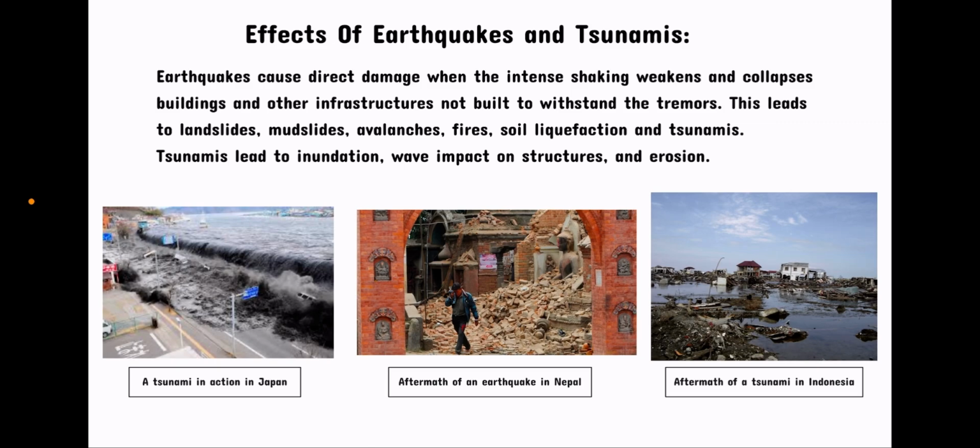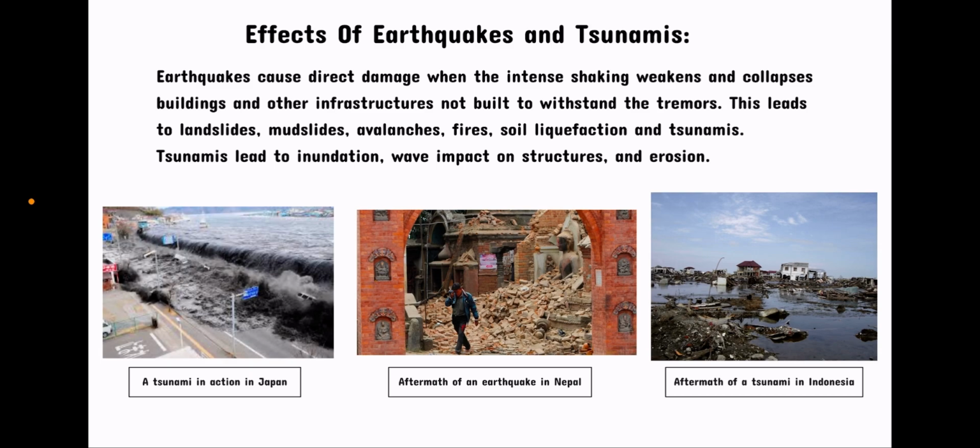So here are the effects of earthquakes and tsunamis. Earthquakes cause direct damage by shaking, weakening, and collapsing buildings and infrastructure not built to withstand tremors. Cities along coastlines have attempted to build seawalls to avoid such catastrophic damage, but seawalls are no match for the power of these natural disasters, the energy and the strength that they possess.